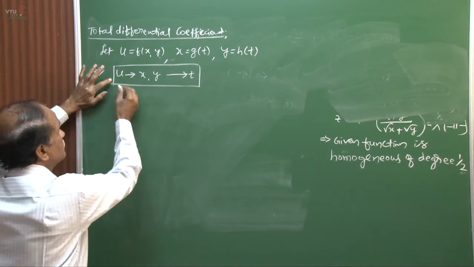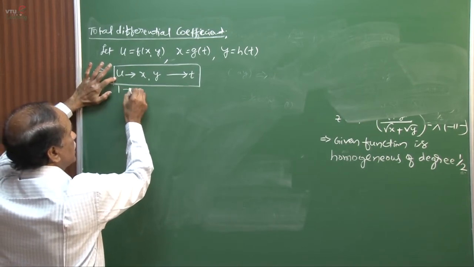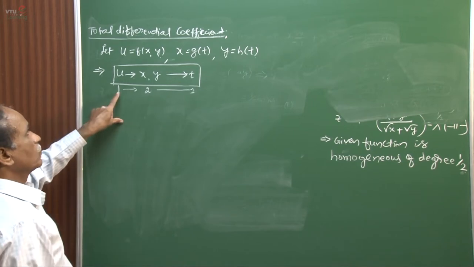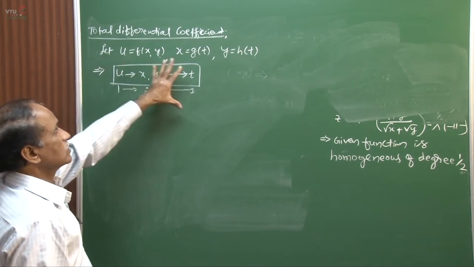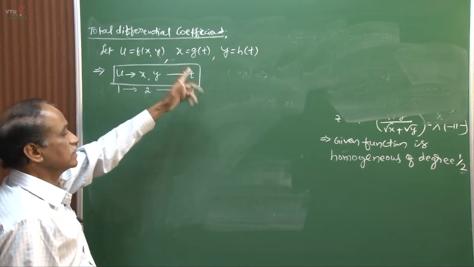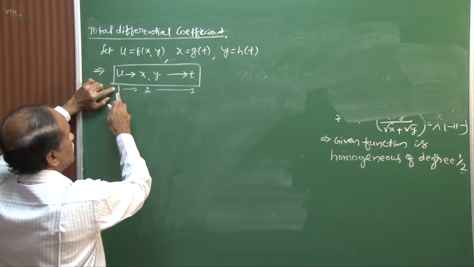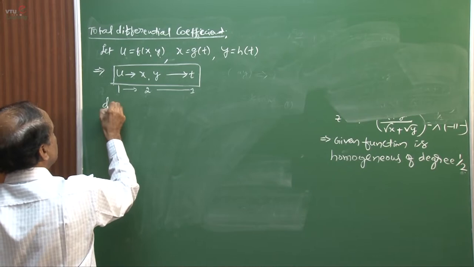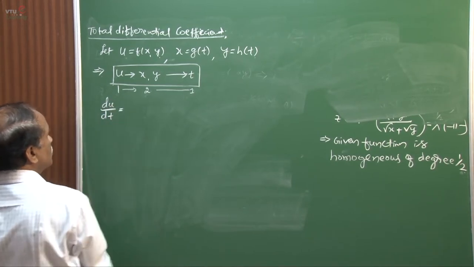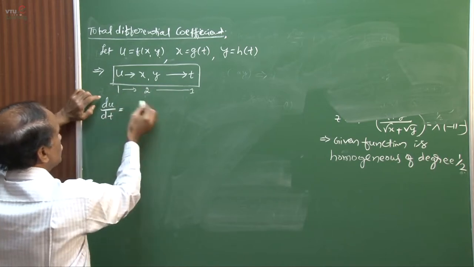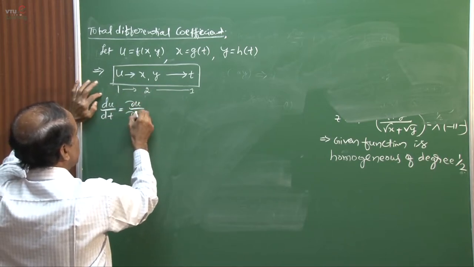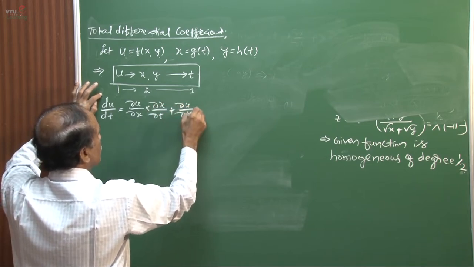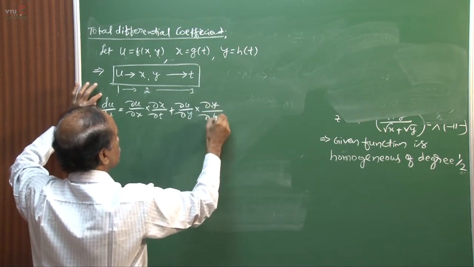This is the case of one symbol, u, connected to two symbols, connected to a single notation. Therefore, 1, 2, 1. This is the total derivative, but if it is more than one, that is a composite function. So according to this, the total derivative du by dt is equal to, first of all, u is a function of x comma y, that means del u by del x into del x by del t plus del u by del y into del y by del t.